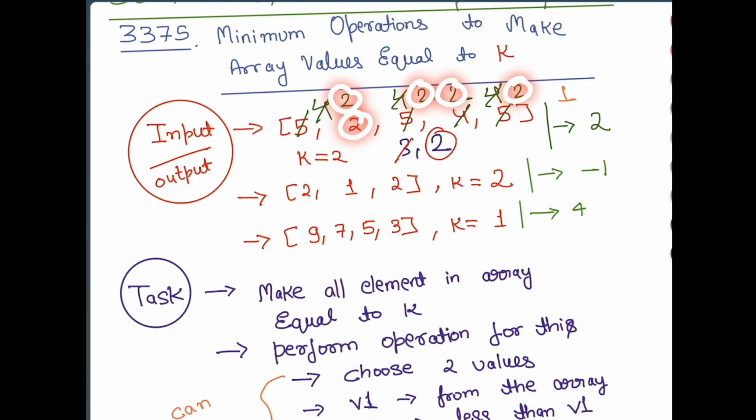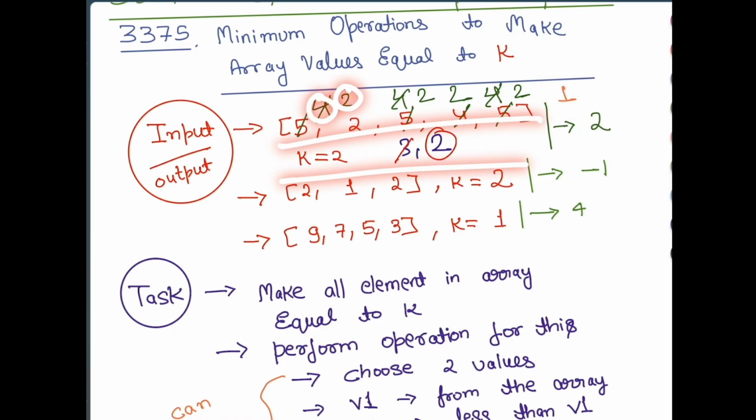So now all the array elements are equal to the given value k. How many operations did you have to perform? 2 operations, right? One we performed by making 5 as 4 and the other by making 4 as 2. Now this is how you can do it, okay?